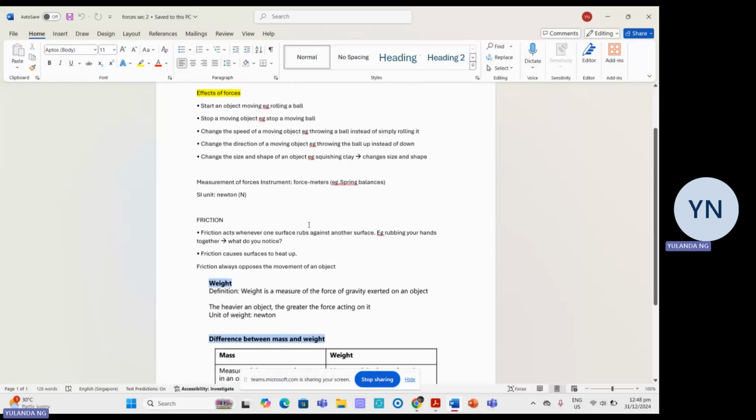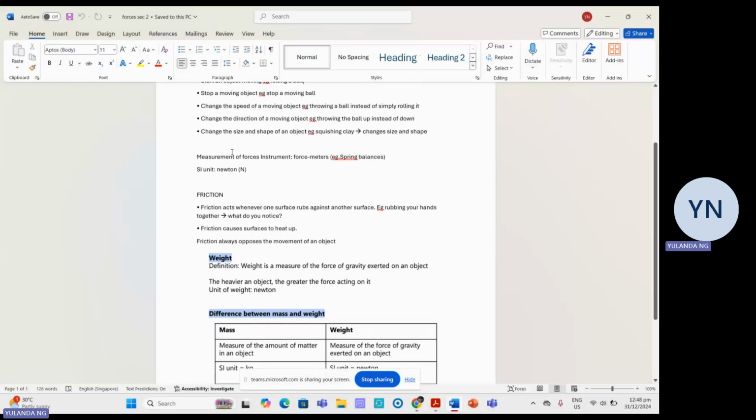So what do you use to measure forces? You use a spring balance. And the SI unit for force is newtons, which you can represent by just a capital N.